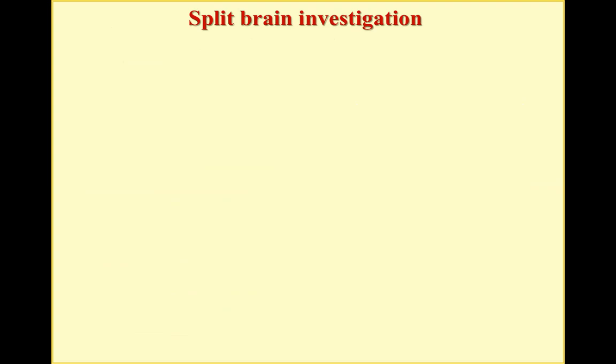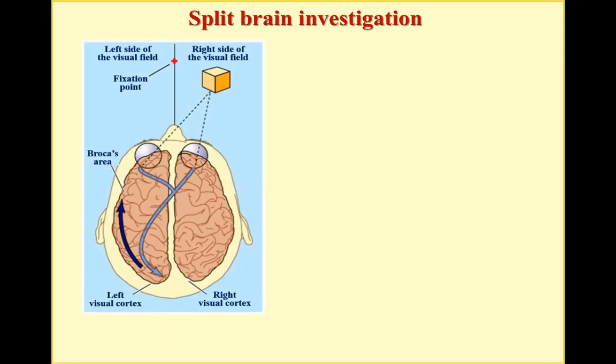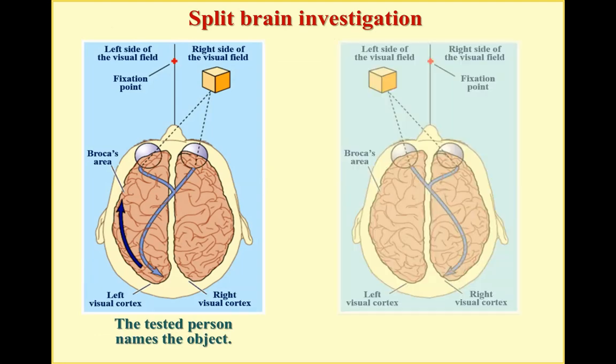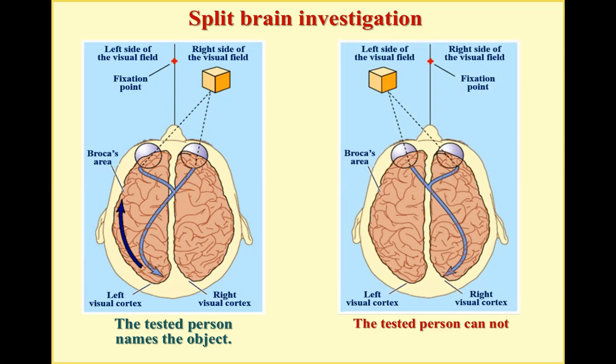Now let's observe what happens in the investigation of the split brain. If the object appears in the right side of the visual field, as this picture shows, the information goes to the left hemisphere, the left visual cortex. From the left visual cortex, information is easily given to Broca's area, and the person easily names the object. Now let's observe. When the object appears in the left side of the visual field, the image goes to the right visual cortex, and there is no information for the left cortex.